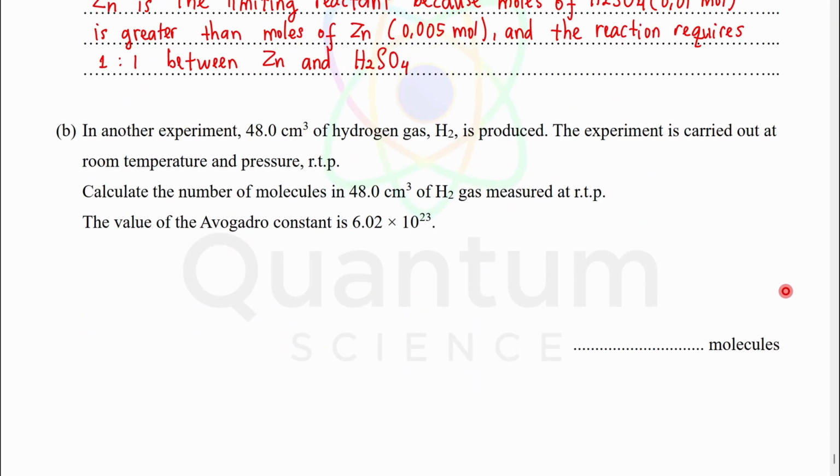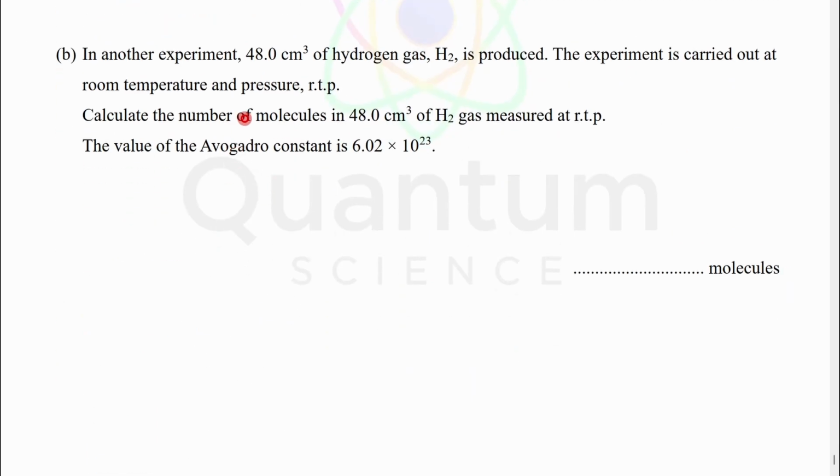Okay? Question B. In another experiment, 48 centimeter cube of hydrogen gas H2 is produced. The experiment is carried out at room temperature and pressure, RTP. Calculate the number of molecules in 48 centimeter cube of H2 gas measured at RTP. And this is the value of Avogadro constant. So the question is asking about the number of molecules. Okay? So first of all, we should find the number of moles of hydrogen gas.